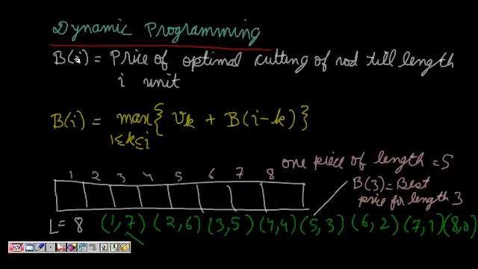So we define a few quantities. Let B of i represent the price of optimal cutting of a rod of length i units. It means that is the best price I can get if I have cut the rod up to length i. So B6 means the best price I can get for a rod of length 6. Now we can have a recurrence relation.